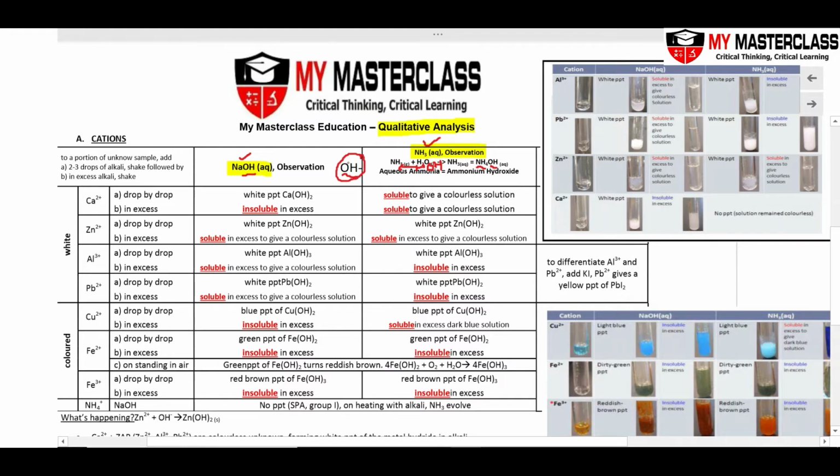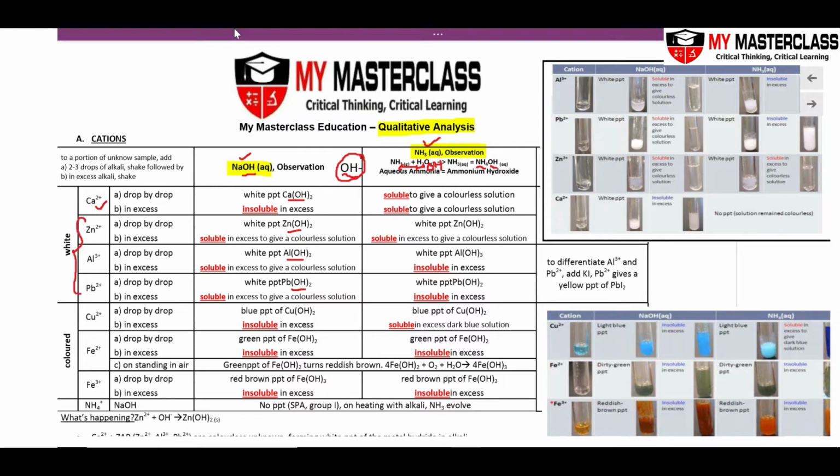This is very important because when I add the alkali drop by drop and in excess, my cation is reacting with the anion. When I add drop by drop, I will always get the hydroxides because the positive ion partners the negative ion. Step one is to classify the colors of the precipitate that I'm going to see. So I group them according to white and colored. For white, I will have calcium and the Z ions: zinc, aluminium, and lead.